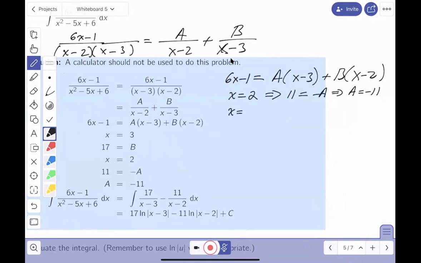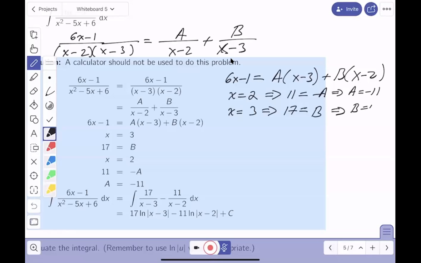Let's go x equals 3 now. Again, because it's easy. What do you get? 18 minus 1 is 17. And let's see, what would you get over there? Well, 3 minus 2, well, that would be b, right? So what do you get?